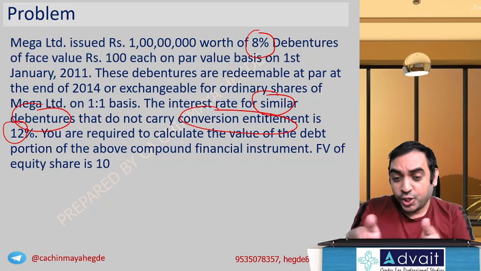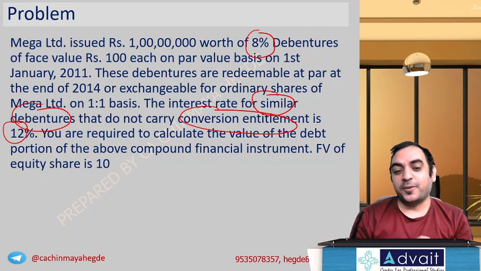How to show them, sir? When we calculate, we'll get more clarity. Okay. Then how do you calculate the debt instrument, sir? What is the logic behind this?